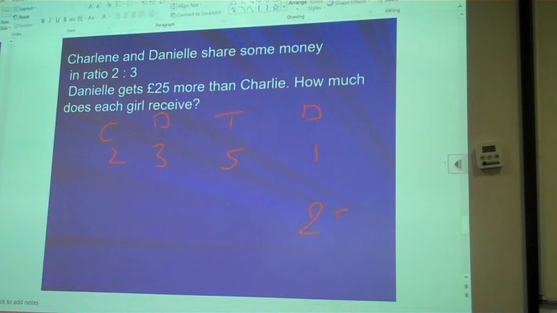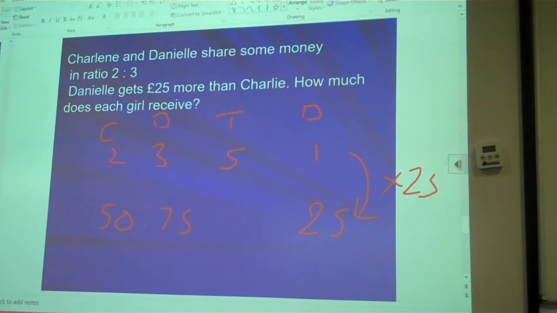Brilliant. So Tegan, because you want your difference to be 25, and at the moment your difference is 1, can you see why we've done that? So let Tegan finish it off. What have you multiplied 1 by to get to 25? 25. So therefore you need to do the same to all the other ratios. So 2 times 25 would be, and 3 times would be, yeah? Brilliant. And then if we wanted the total, we could.